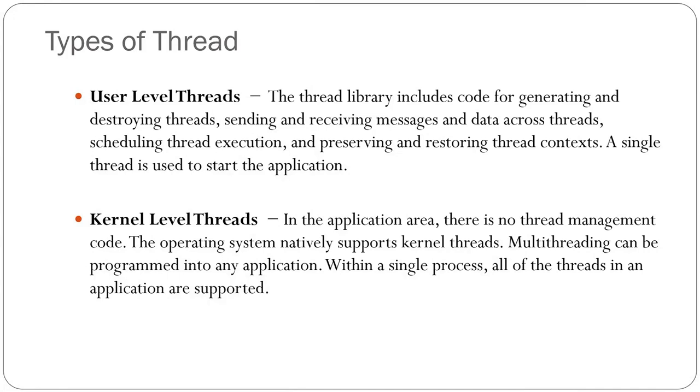Now we can check some of the types of threads. User level threads. In simple words, user level threads are user managed threads. In this case, the kernel is not aware of the existence of threads. The thread library contains code for creating and destroying threads, for passing messages and data between threads, for scheduling thread execution, and for saving and restoring thread contexts. Such type of code is used in user level threads.